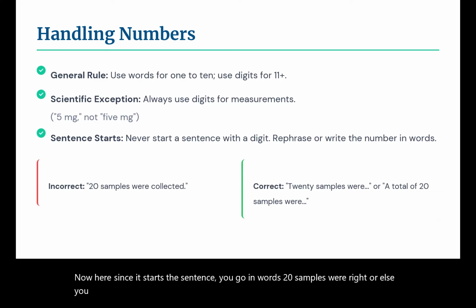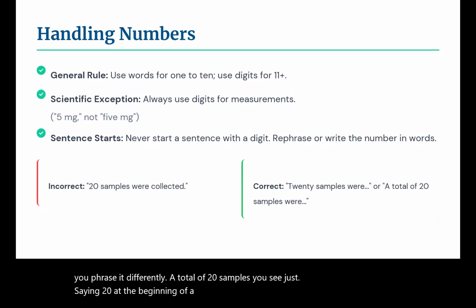A total of 20 samples, you see? Instead of just saying 20 at the beginning of a sentence, you say a total of 20. That makes sense.